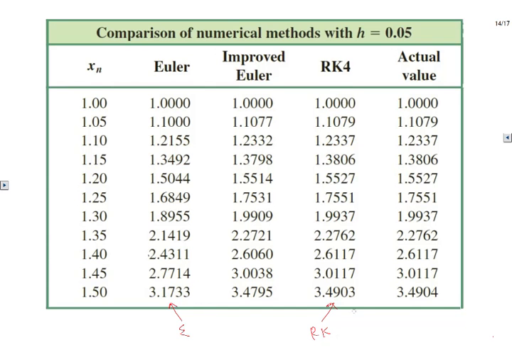And then in the table you can see these two are pretty much the same. Except for the last digit, the other values are exactly the same. So that's why the Runge-Kutta method is used in most numerical calculations, because the results we get are excellent.